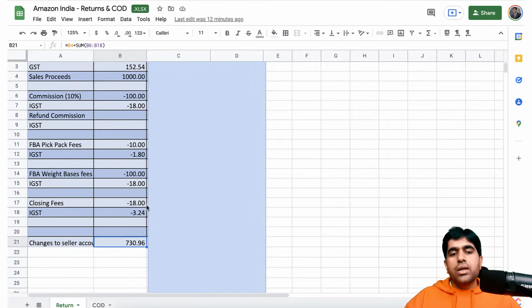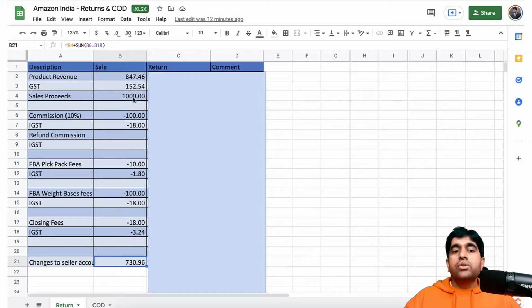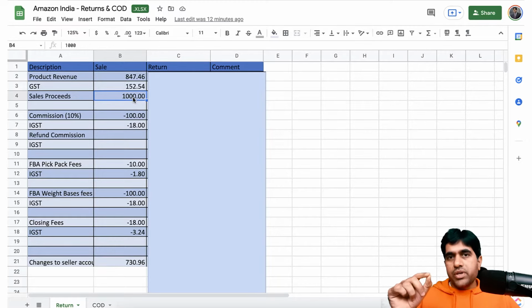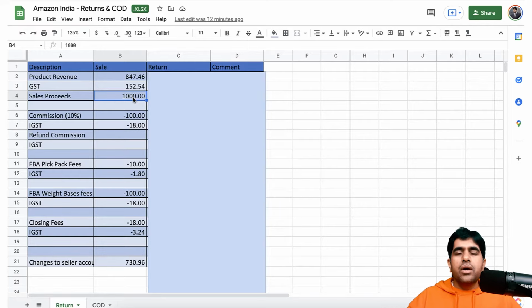So the total, so now if you see, when you sell a product for 1000 rupees, the change to your seller account is 730.96. So you're going to get 731 rupees from Amazon when you make a sale. Okay. Now let's see what happens when you get a return on this item.